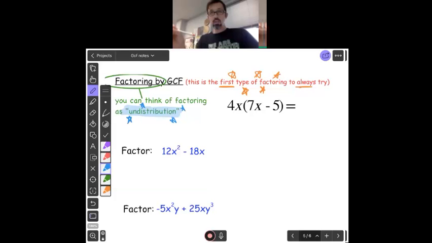Okay? So if we think about what 4x times 7x minus 5 is, right? 4x times 7x is 28x squared, and 4x times 5 would be negative 20x. Okay, factoring would go that way.